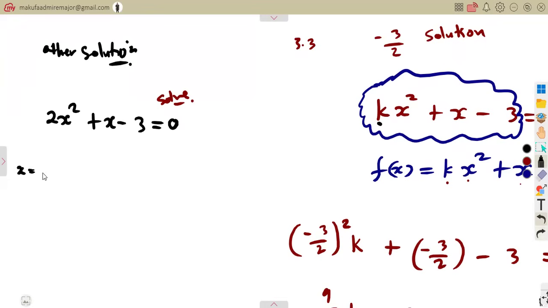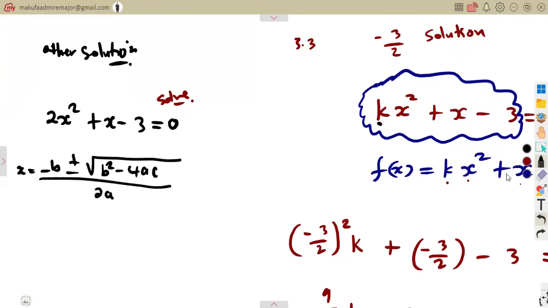So if you use your quadratic formula, x is equal to minus b plus or minus the square root of b squared minus 4ac over 2a. You can substitute the values. Remember, that's your a, the coefficient of x, which is your b, and c, which is a constant.